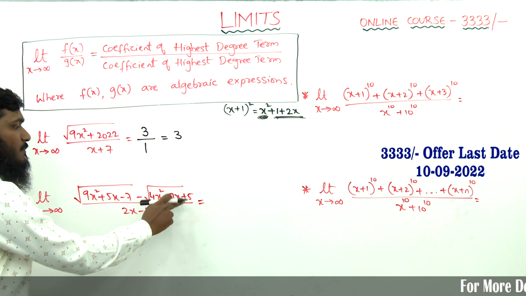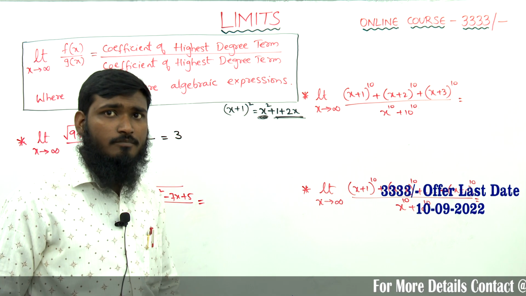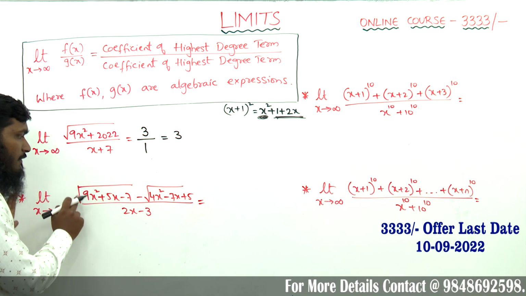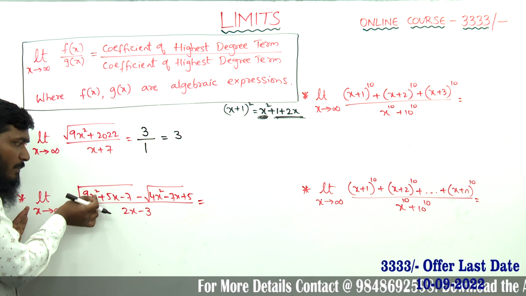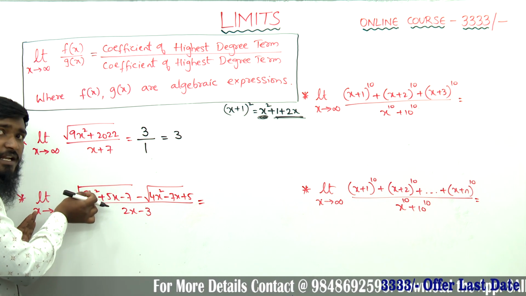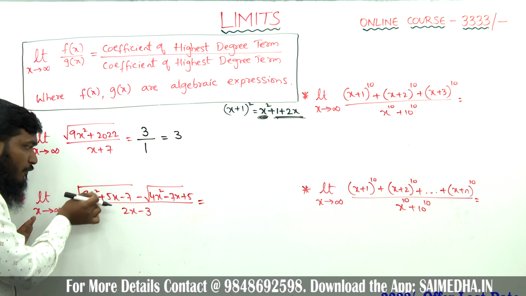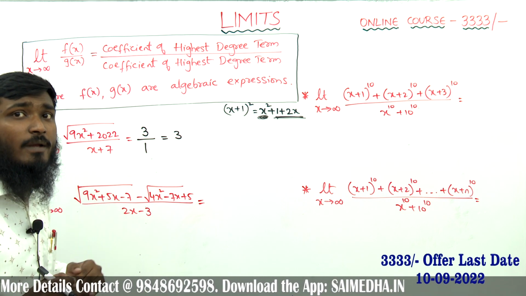Now next, similarly, limit x tends to infinity of under root 9x square plus 5x minus 7, minus under root 4x square minus 7x plus 5, divided by 2x minus 3, is given over here. Now in this question what we have to do? In this question also, we give the root for 9x square, because we have to concentrate on the highest degree itself, which is x square. So if we give this root for 9x square, what will happen now? 9 will become 3, x square will become x.